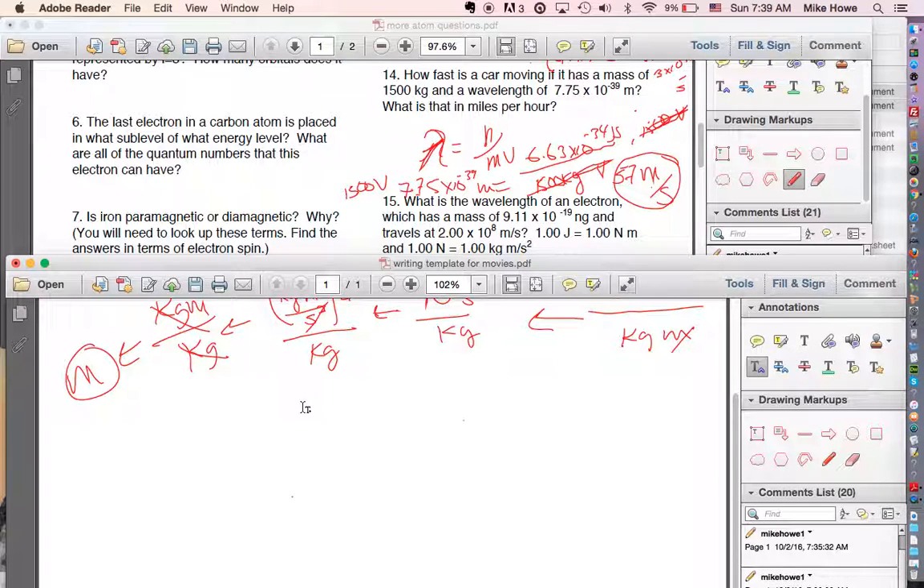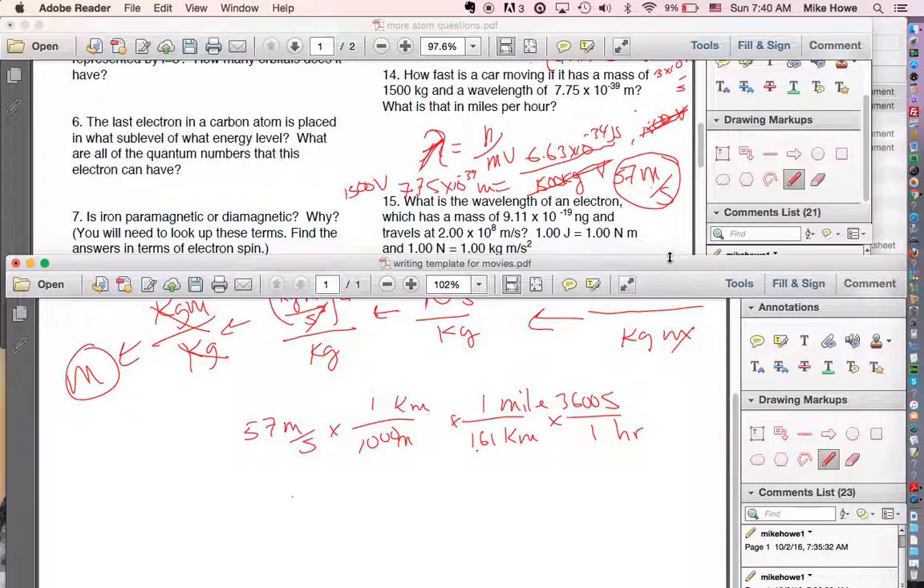So 57, meters on the bottom, kilometers on the top. So 1 kilometer is 1,000 meters. You can look this up, but 1 mile is 1.61 kilometers. And then we need to go seconds in an hour. So we put seconds on the top, hours on the bottom. 60 times 60, 60 seconds in a minute, and 60 minutes in an hour. So you've got 3,600 seconds in an hour.